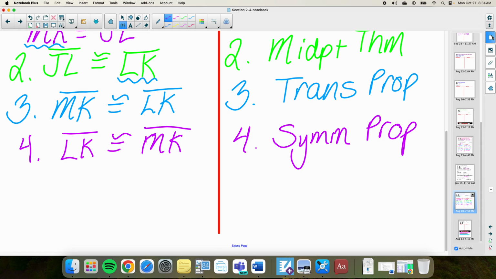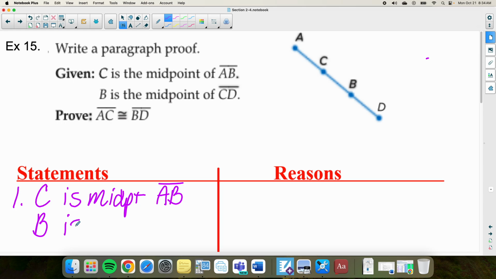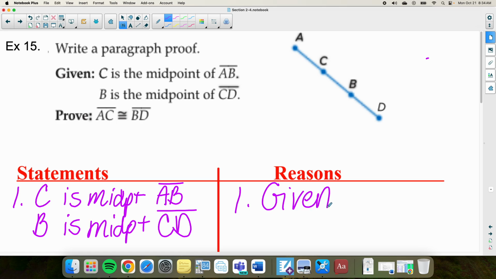Now let's go to our last page here, okay? And write down our given. And again, with the given, you can write both of them under the same step. So I'm going to say C is the midpoint of AB, and B is the midpoint of CD. And I'm doing both of those under step 1 and just writing it as given.